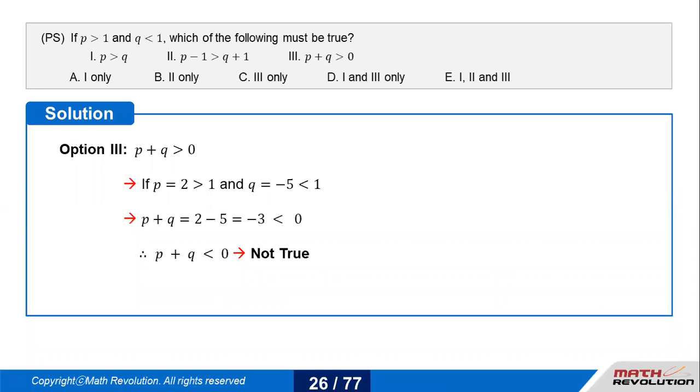If we talk about the third part, where it says P plus Q is greater than 0, if P is 2, which is greater than 1, and if Q is minus 5, which is less than 1, P plus Q equals 2 minus 5 equals minus 3, which is less than 0. So that makes P plus Q less than 0, but that is not true, because the option given is P plus Q is greater than 0. So only one option, that is the first option, remains.